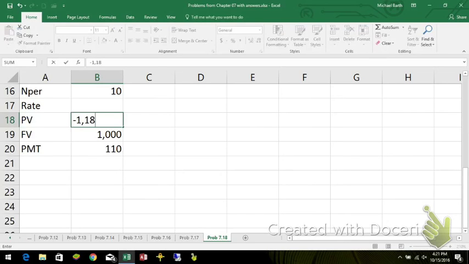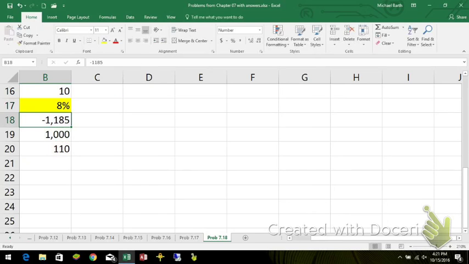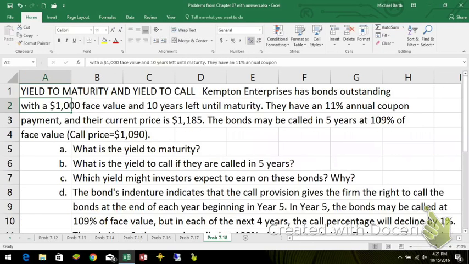So negative 1185 is the price, and from there I can calculate a yield to maturity. That's the 10 years, $110 a year, currently selling for $1185. At the end of the 10 years you get your $1,000, and there's our yield to maturity. Okay, so yield to maturity.